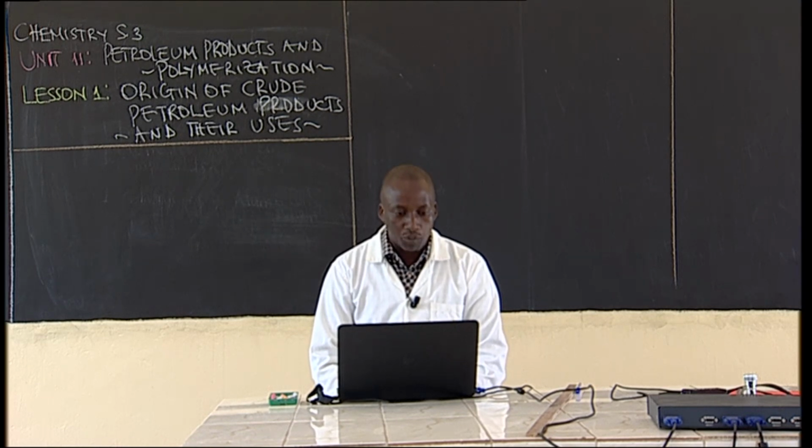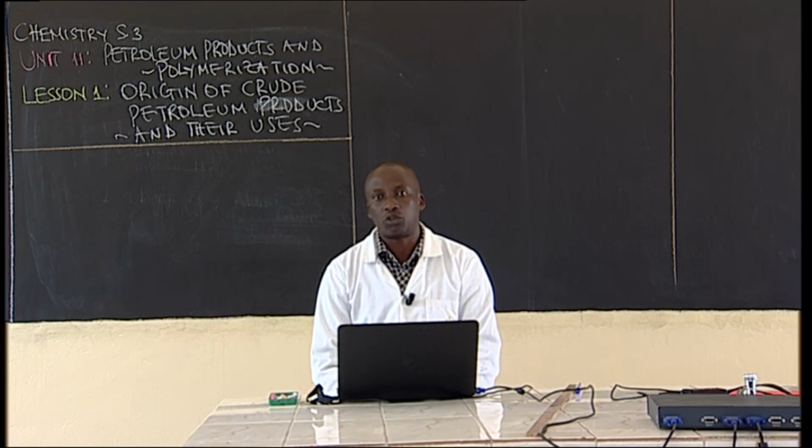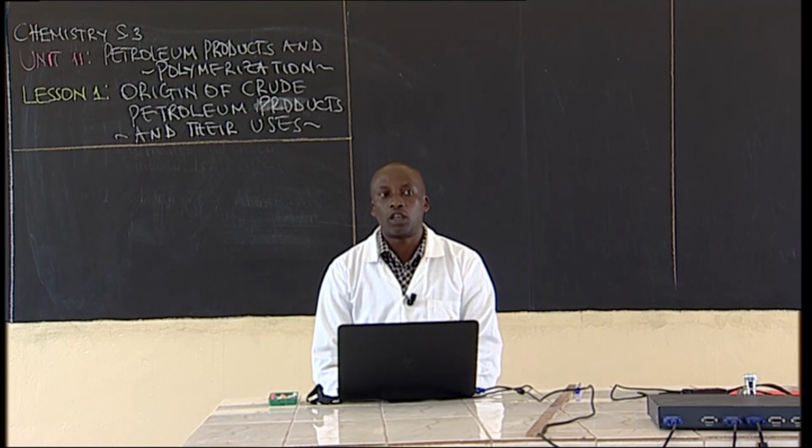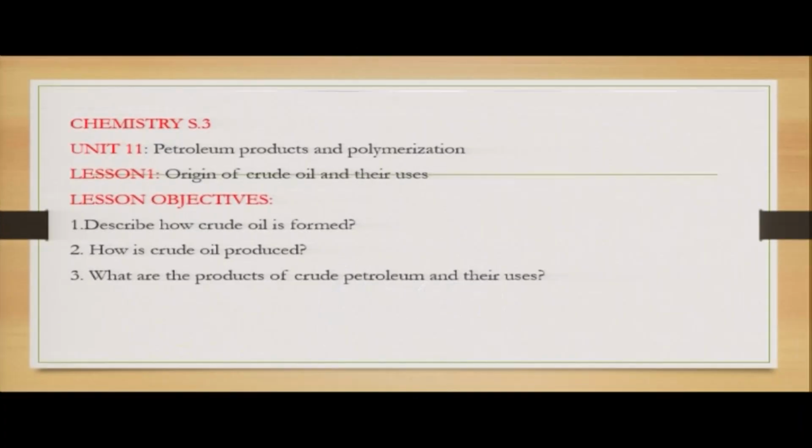Unit 11 is about petroleum products and polymerization. This is the last unit, so we'll have probably 2 or 3 lessons. This is lesson number 1, and we'll only look at the origin of crude petroleum or crude oil and their uses.